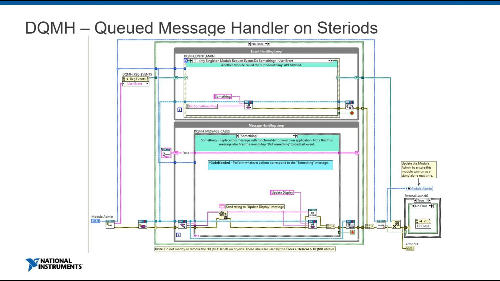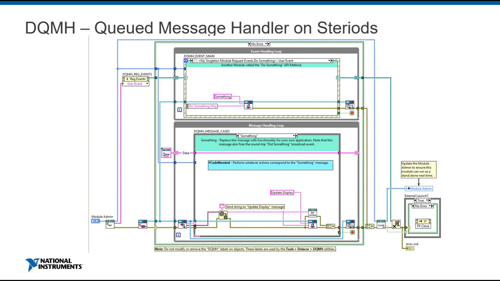It's kind of also a mix of producer-consumer. So this would be the equivalent of the actor core VI. This is the VI that runs when you run a DQMH module. All right. And the first thing we do is we register for some events.